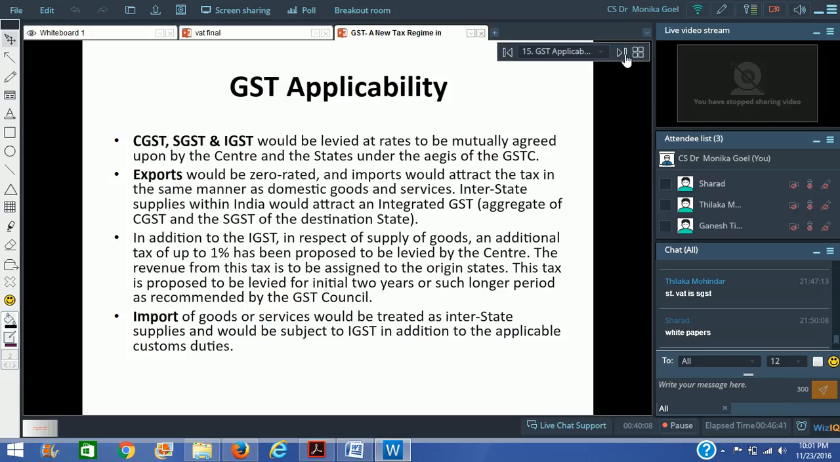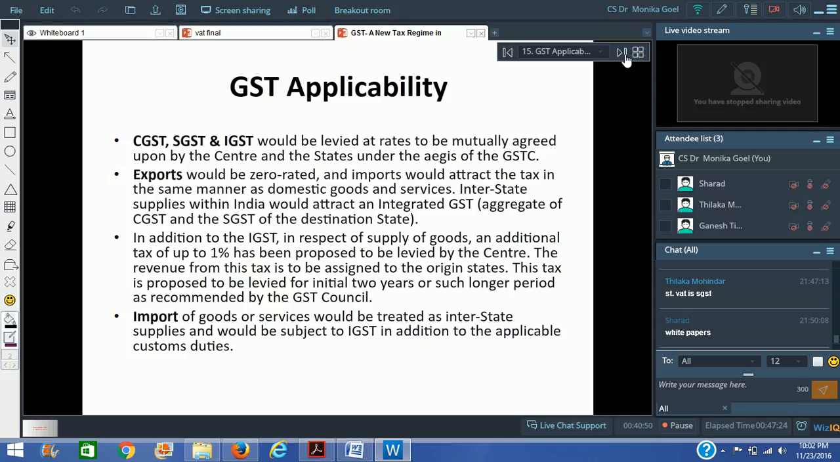In addition to IGST, this was the question which was asked yesterday, that will CST go away with GST? You had asked this question. I think Ganesh and Sharad had asked this question. Now, in addition to the IGST, in respect of supply of goods, an additional tax of up to 1% has been proposed to be levied by the centre. The revenue from this tax is to be assigned to the origin states. This tax is proposed to be levied for the initial 2 years or such longer period as recommended by the GST Council. So, in the interstate trade and commerce, with respect to goods, there is still going to be a 1% tax.